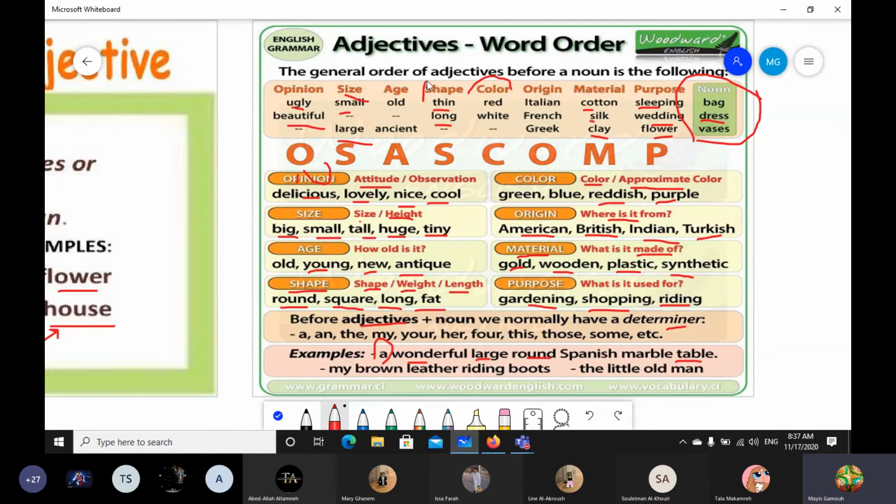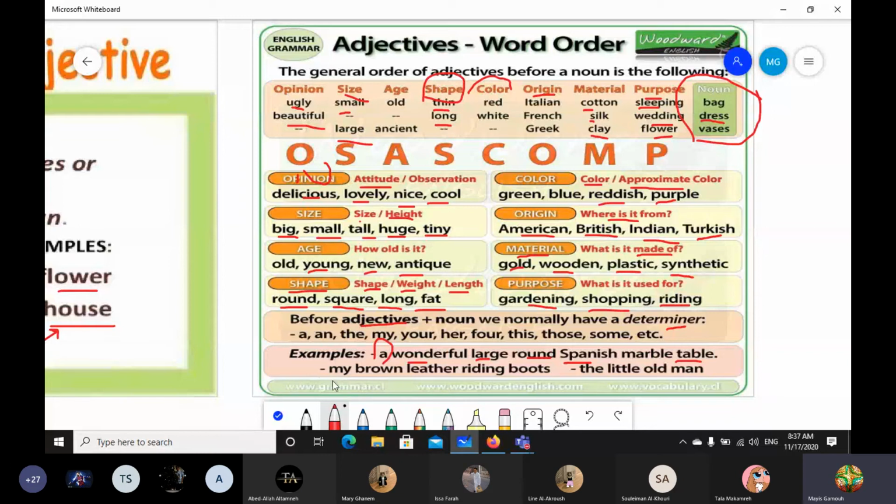Round, I used the shape, it's a round table. And then Spanish, I used the origin. I didn't say anything about the color, I took the origin. And then marble, which is the material, it's made of marble. And then I said the table. I didn't say the purpose. We all know that we use a table in order to eat on it, or to put our stuff on it. So no need to say the purpose in here.